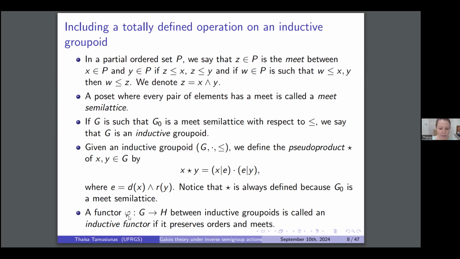And a functor from G to H between inductive groupoids is called an inductive functor if it preserves orders and meets.